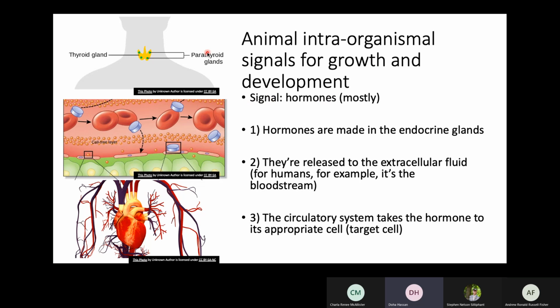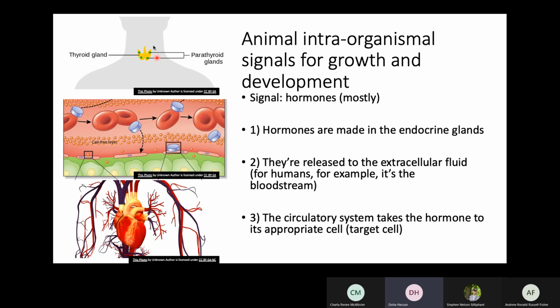So in this example, you can see that you have an individual, and this is their thyroid gland. Their thyroid gland is also an endocrine gland, meaning that it synthesizes and secretes hormones. It's going to show you some of the pathways that it can take to elicit its response. So the first step is that the hormone is made in the endocrine gland. In this example, it's the thyroid gland, but of course there are many other endocrine glands in the body. It's making this hormone, and then it's going to secrete this hormone into the extracellular fluid. For humans, the extracellular fluid is the bloodstream.